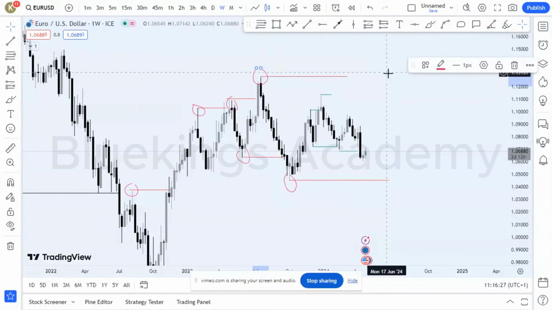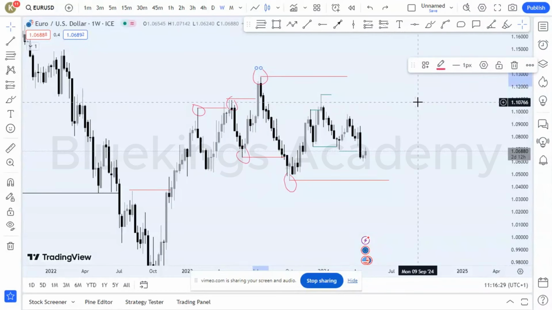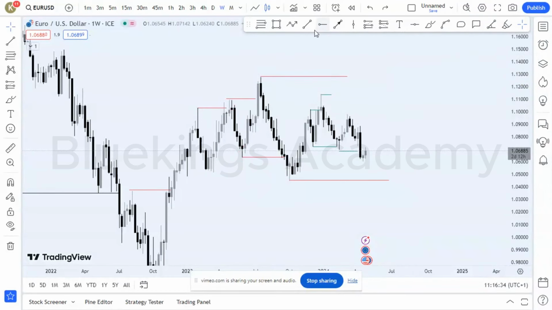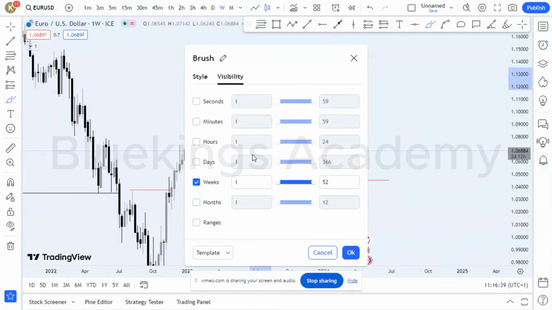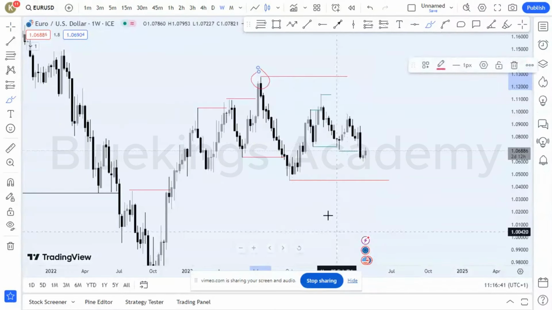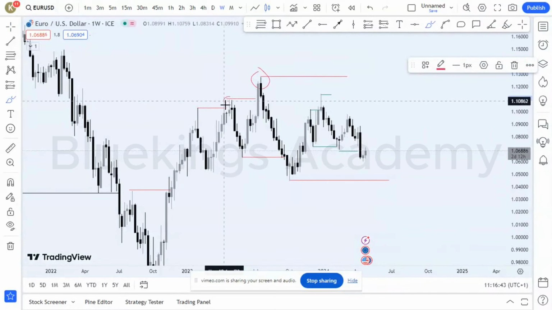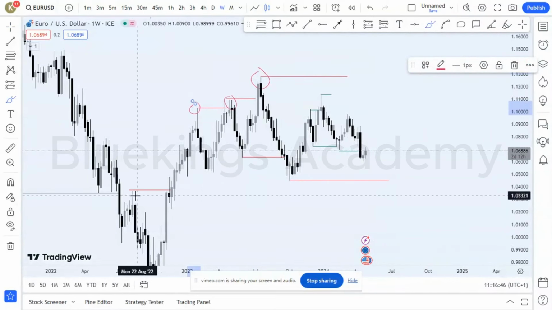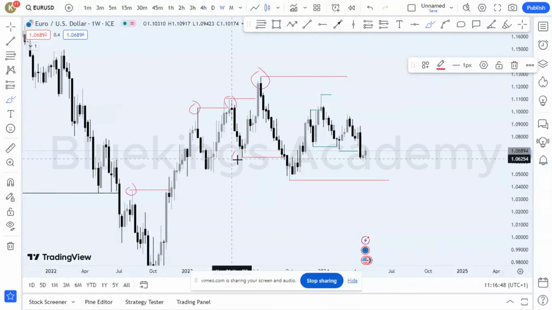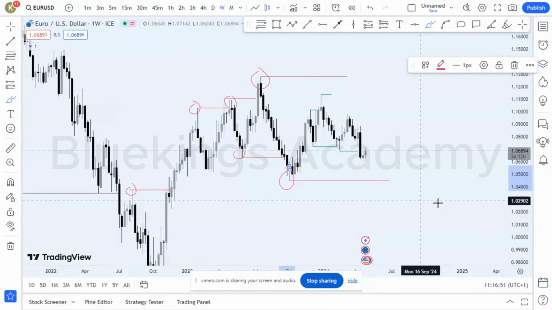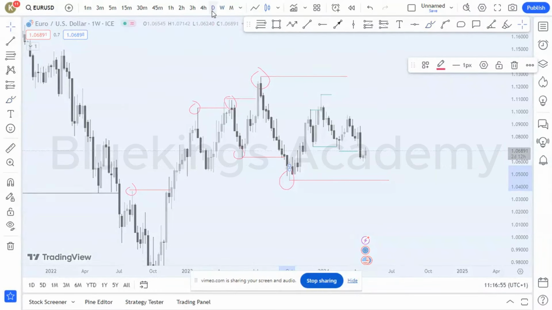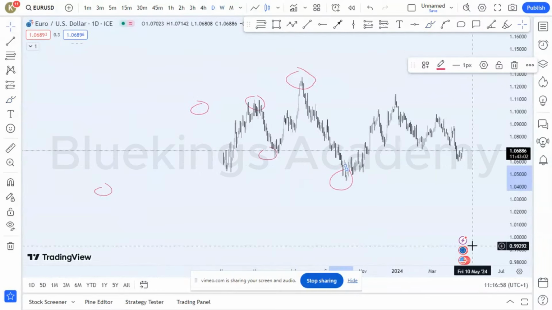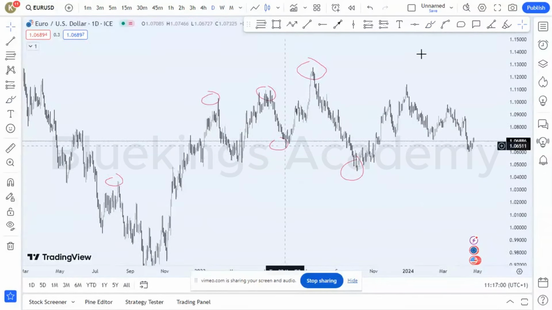Now let me undo them again because I did not set the first one like that. So you see, you don't make the same mistakes, I don't stress. So my first brush tool, I'm going to do it here. I'll make sure settings is visible on the daily because that's where I want it to show. So I'll draw it here, here, here, here, here. Now all of them are going to be visible on the daily. If I go to the daily, I will not see anything else than those, right? Now that's my roadmap.